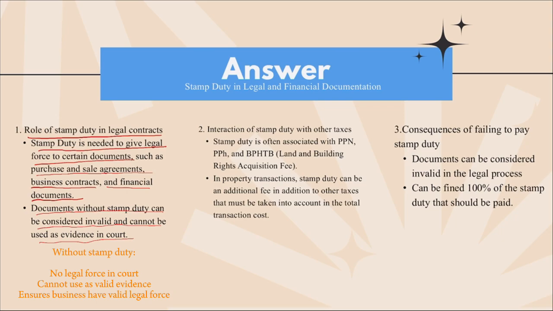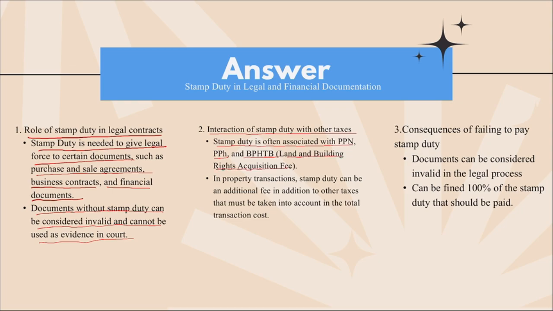If a dispute occurs, documents without stamp duty cannot be used as valid evidence, and stamp duty ensures that business documents have valid legal force in transactions and legal disputes. And now, based on task number 2 earlier, we should analyze the interaction. The interaction of stamp duty with other taxes is: first, stamp duty is often associated with PPN, PPH, and BPHTB, or Land and Building Rights Acquisition Fee.